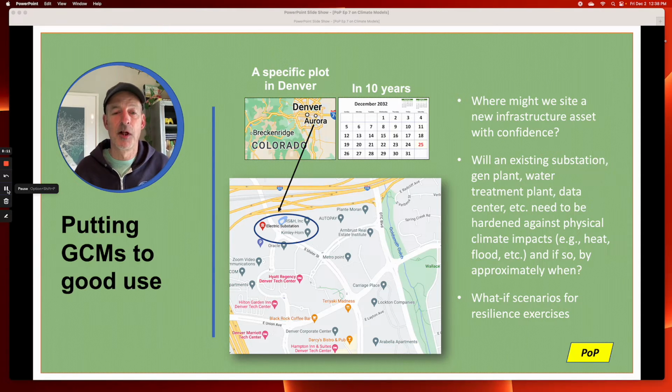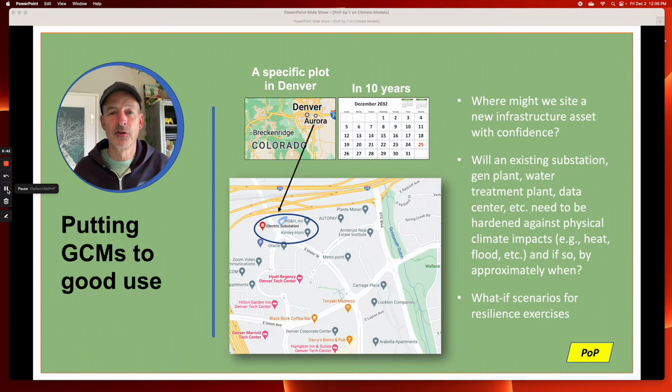So here's an example on this slide of a particular substation in a particular area in the general Denver metropolitan area. We're going 10 years out now, and we're curious about things like that gulch over on the right-hand side. Is that something that floods? Is it possible that it's going to flood? If we're going to put a new asset somewhere around there, could we feel confident that this is a good place for more electrical infrastructure or some other type of critical infrastructure?